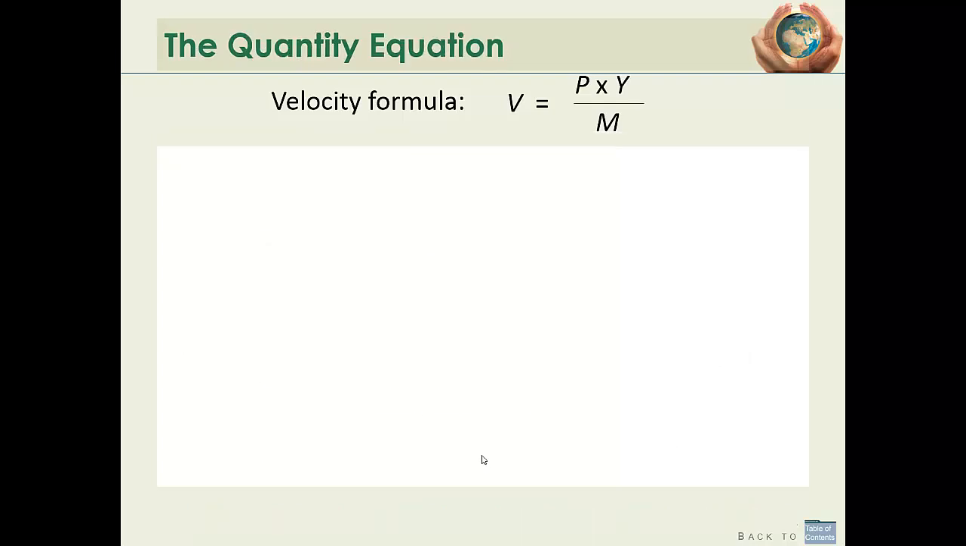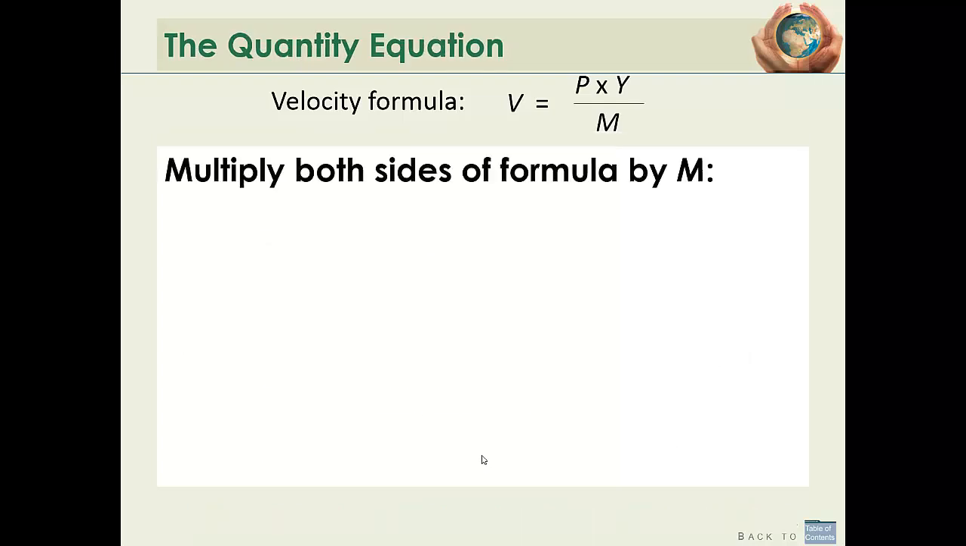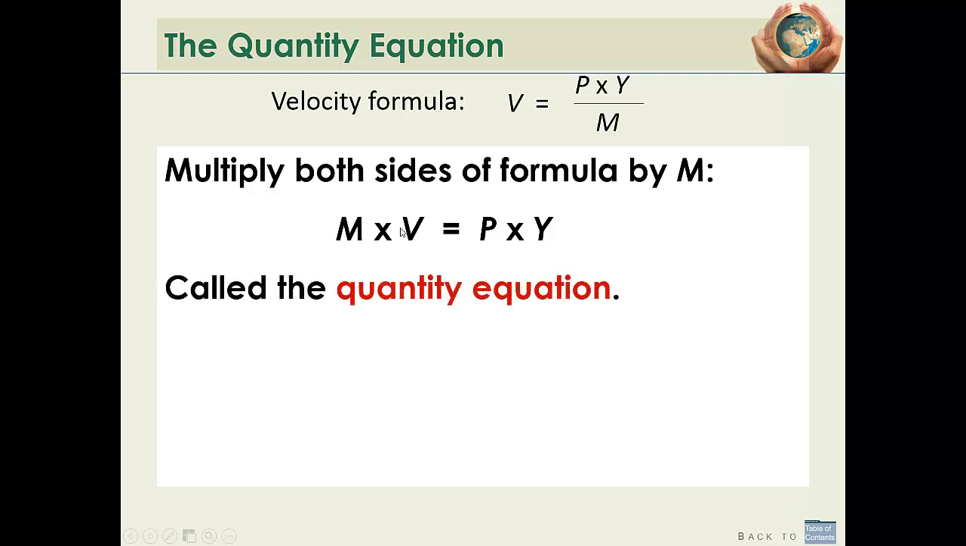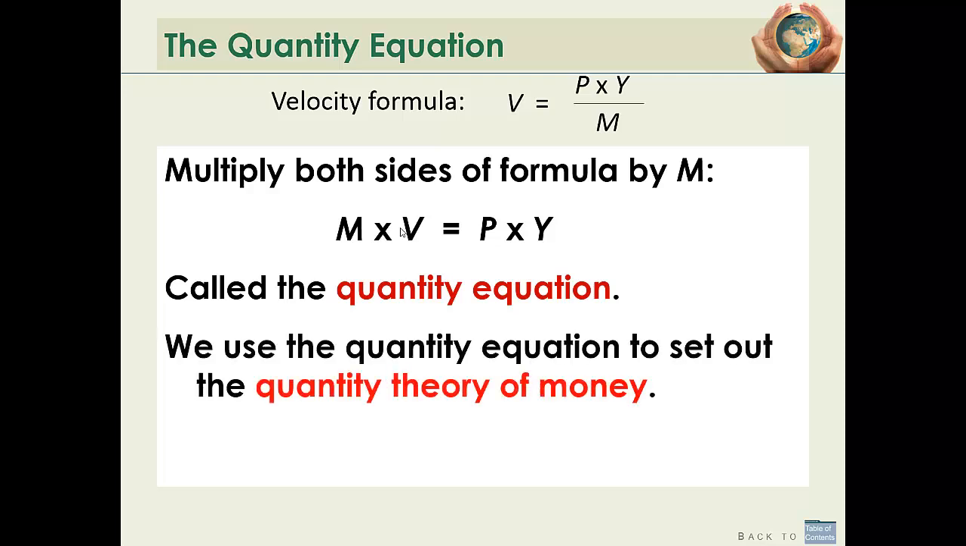Let's derive what's known as the quantity equation. If we multiply both sides of the velocity formula by M, we get this result. On the right-hand side, we have nominal GDP, which represents some amount of spending. And on the left-hand side, we also get an indicator of what the level of spending is. This is showing how many times each dollar in the money supply is being spent, specifically on the goods and services being produced. This is what's known as the quantity equation. And we're going to use the quantity equation to set out the quantity theory of money.